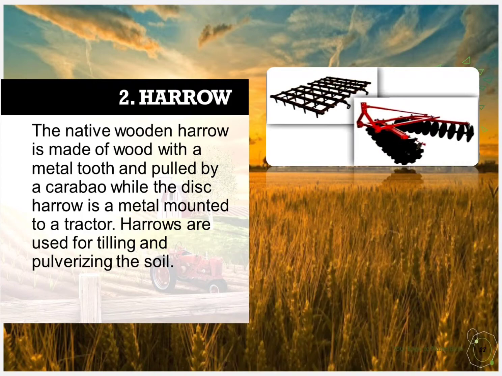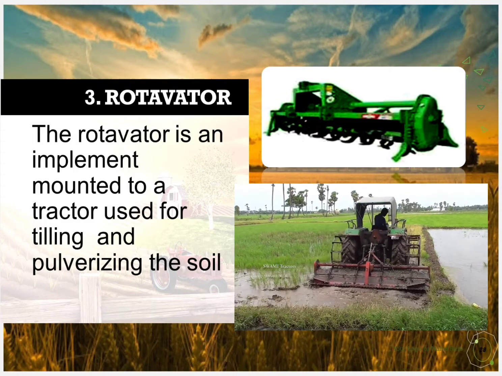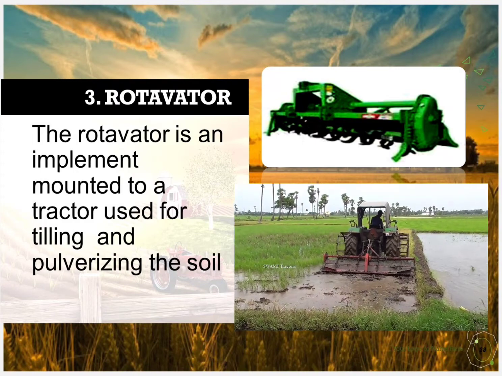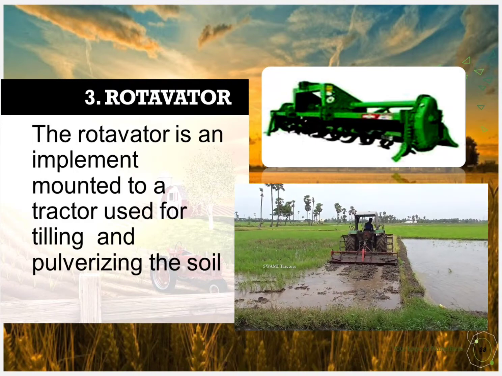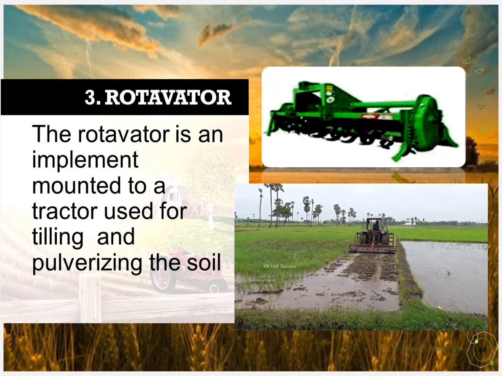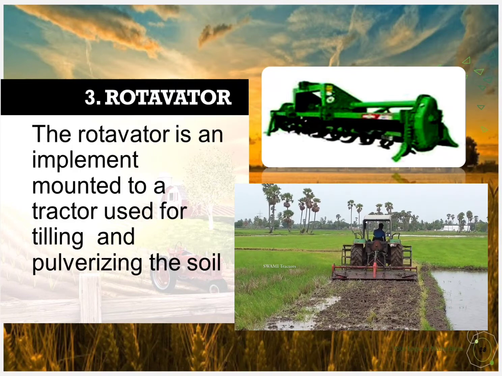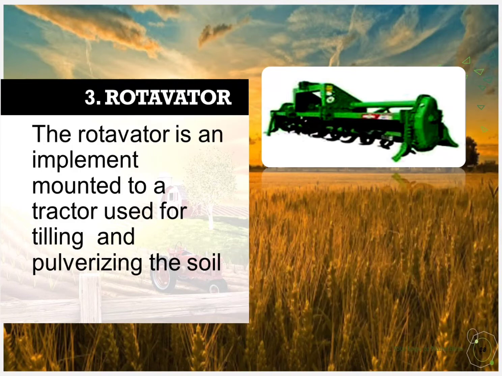For the third one, we have the rotivator. The rotivator, class, is an implement mounted to a tractor used for tilling and pulverizing the soil. Rotivator is simply the combination of a plow and a harrow. Ito, class, ay may kamahalan dahil ito ay pang wider use na talaga.